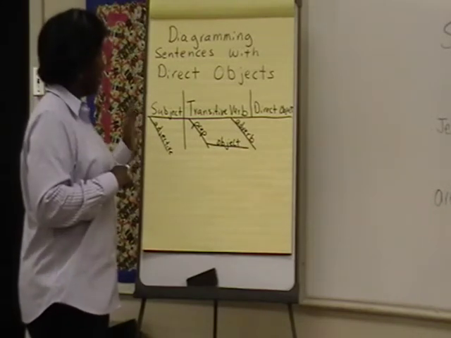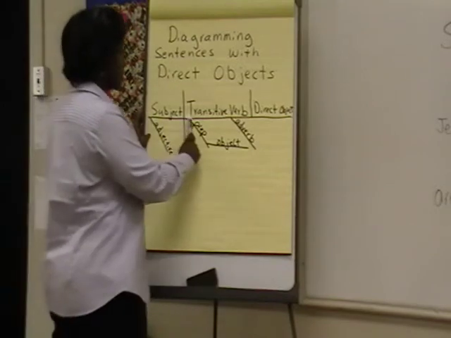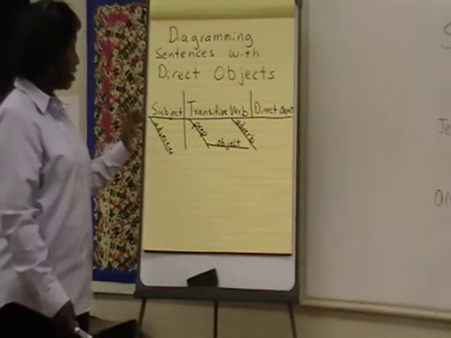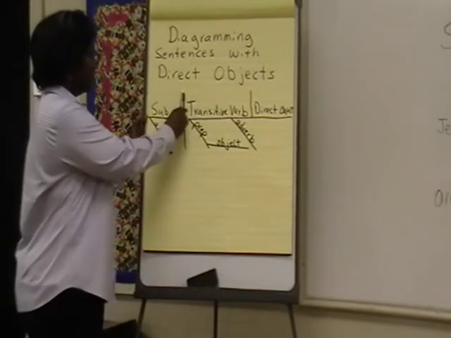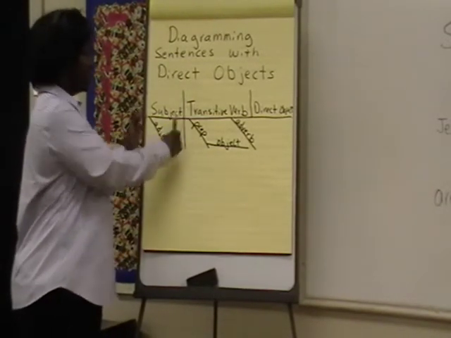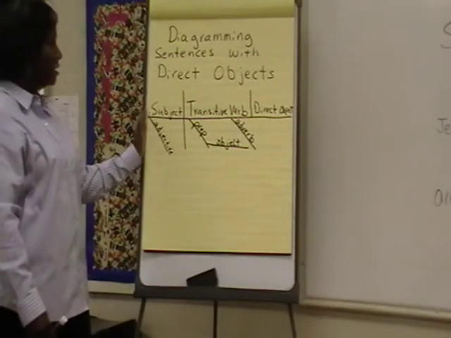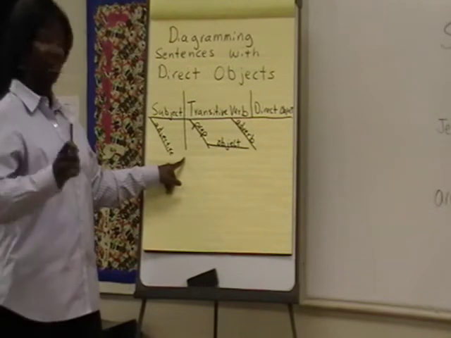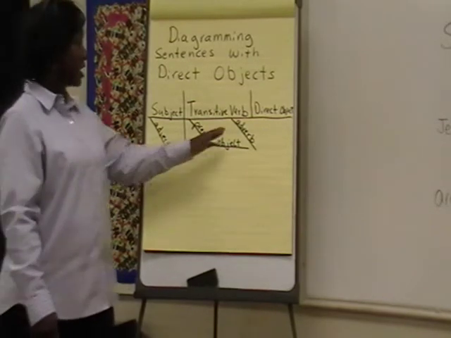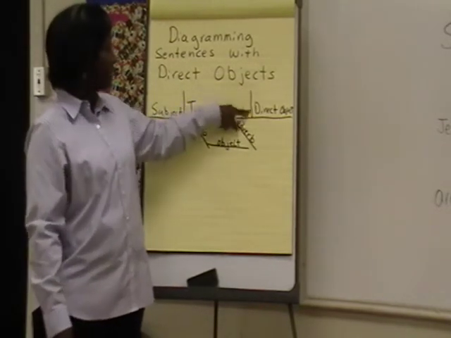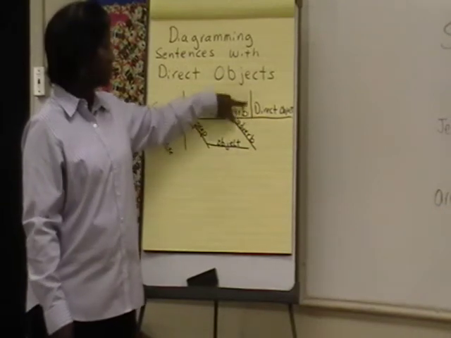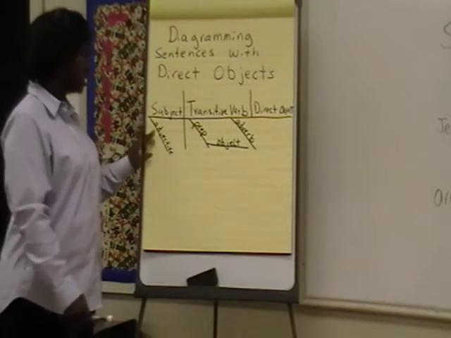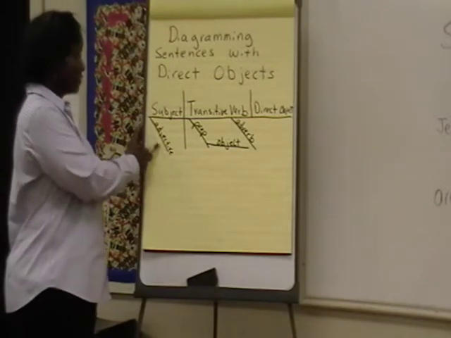The baseline is going to be this line going all the way across, and the baseline is always going to be there. This line that's going perpendicular is separating your complete subject from your complete predicate. This line will always be there. The other lines are optional. The direct object line will not always be there, but it stops flush against this line and it's perpendicular to the baseline.